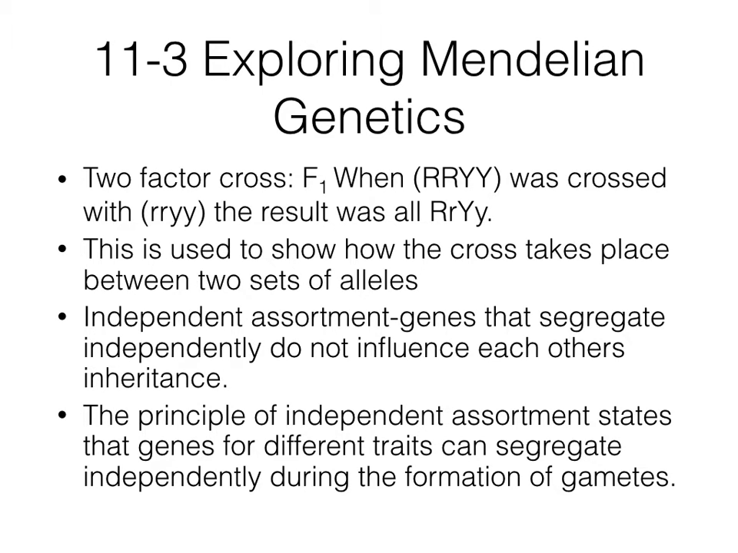Now, independent assortment states that genes that segregate independently do not influence the inheritance of each other. So the idea here is that you can have an offspring that is dominant for one trait and recessive for another, or vice versa, or any combination, that they're not going to influence each other's inheritance. Just because you're dominant for one trait doesn't mean you're going to be dominant for all the traits. So the principle of independent assortment states that genes for different traits can segregate independently during the formation of gametes.